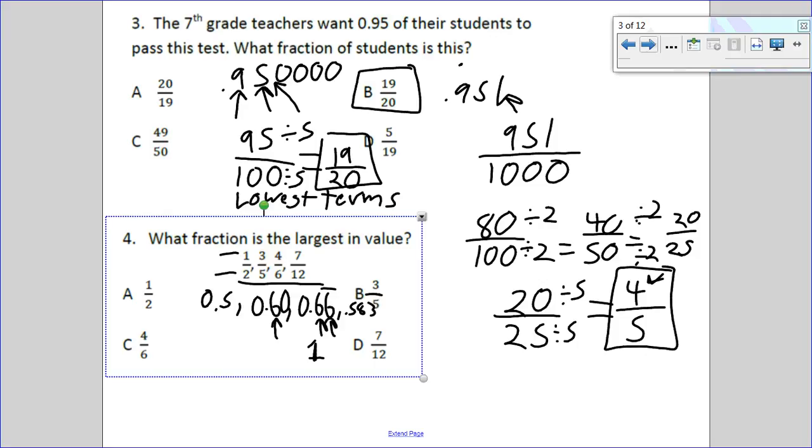Okay. Well, we know the other two start with 5, and this one starts with 6, so this is our second largest number. Again, now we have two numbers that start with 0.5.